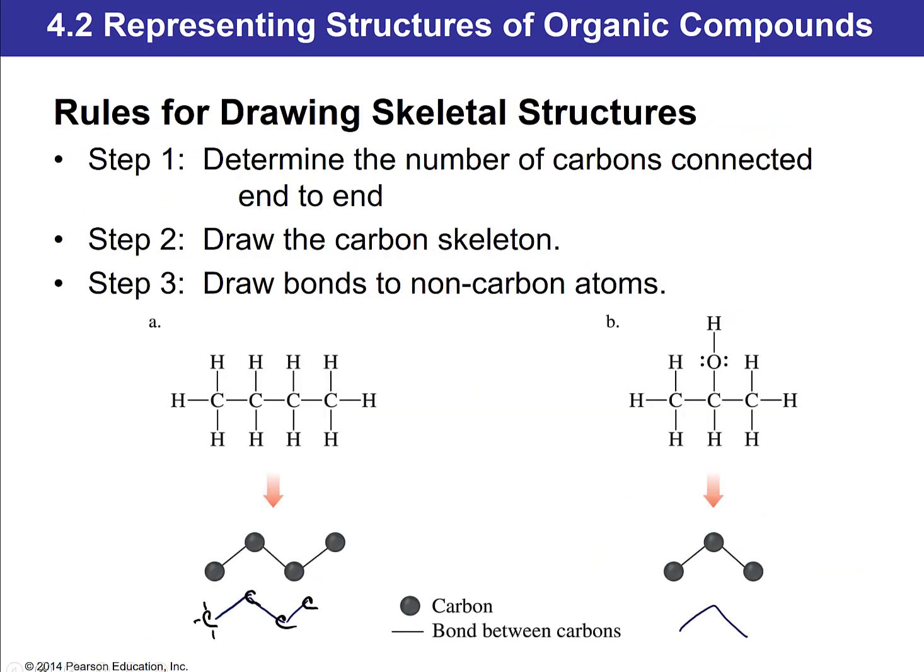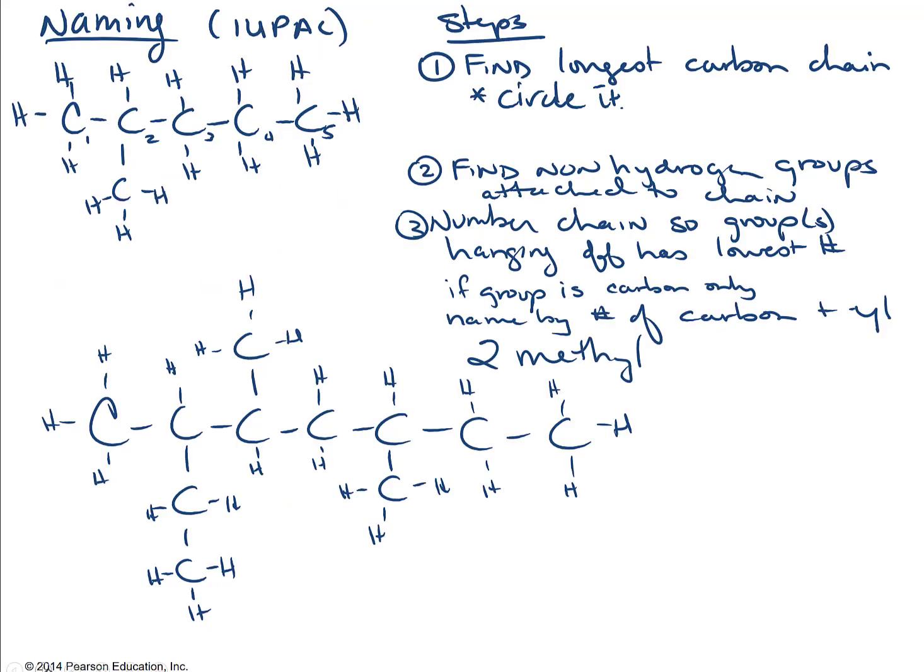So you can see in this first one, Lewis structure going to skeletal structure. The Lewis structure for butane has those 4 carbons, but notice that there's only 3 lines when you draw the skeletal structure. And we're not going to draw those, so I don't know why they even put that one on there.